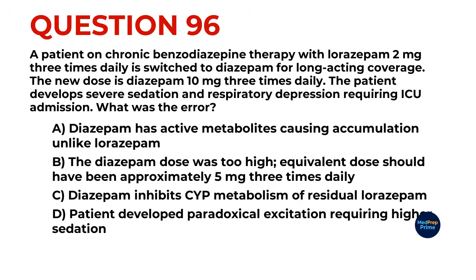A patient on chronic benzodiazepine therapy with lorazepam 2 mg 3 times daily is switched to diazepam for long-acting coverage. The new dose is diazepam 10 mg 3 times daily. The patient develops severe sedation and respiratory depression, requiring ICU admission. What was the error? Option A, diazepam has active metabolites causing accumulation, unlike lorazepam. Option B, the diazepam dose was too high. Equivalent dose should have been approximately 5 mg 3 times daily. Option C, diazepam inhibits CYP metabolism of residual lorazepam. Option D, patient developed paradoxical excitation requiring higher sedation.